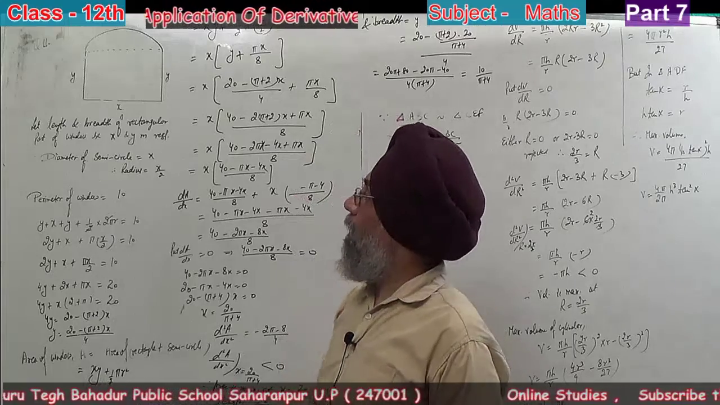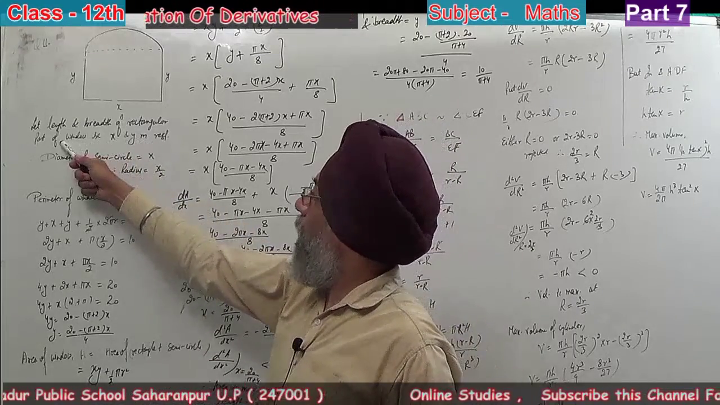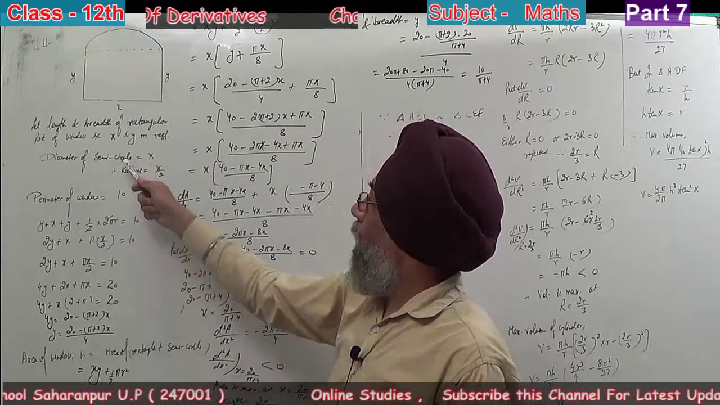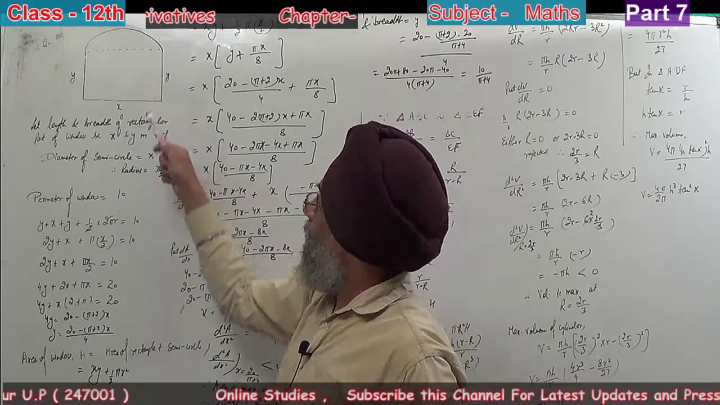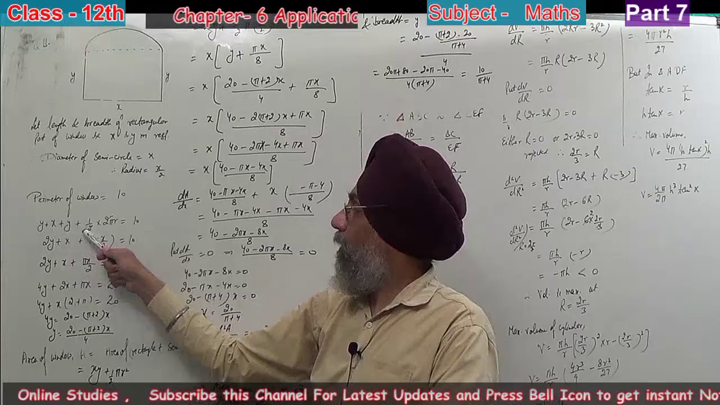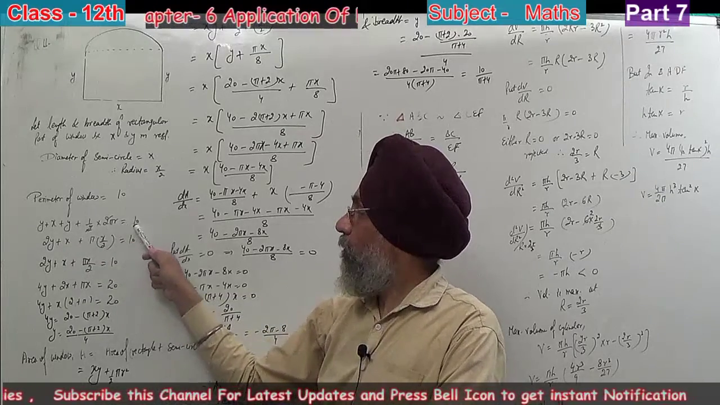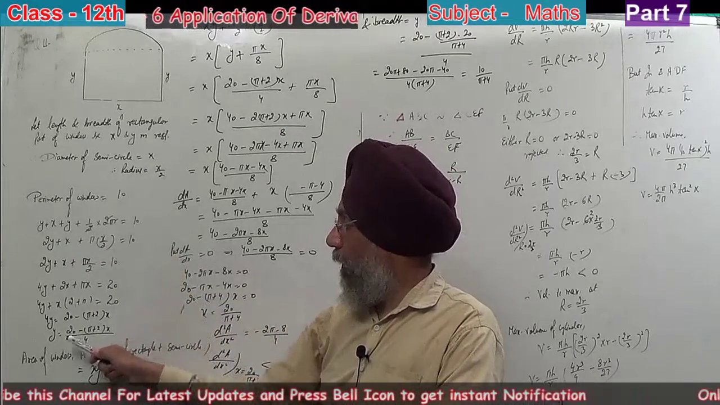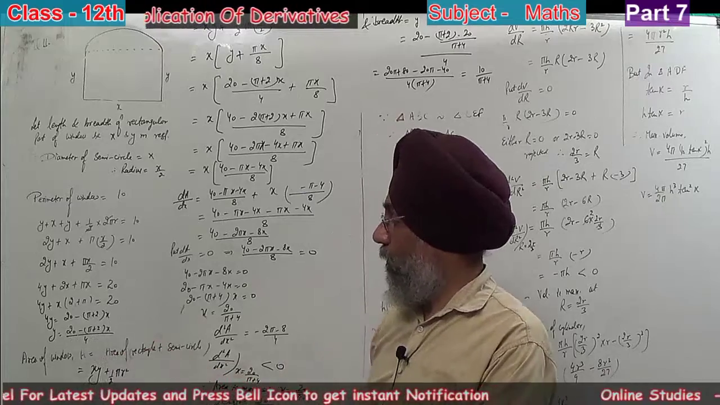Let us assume that the length and breadth of the rectangular part of the window be x and y. So diameter of the semicircle becomes x, radius x upon 2, perimeter is 10. So y plus x plus y plus half of the circumference, half of 2 pi r, is equal to 10. On solving, we get y is equal to (20 minus (pi plus 2) x) upon 4.